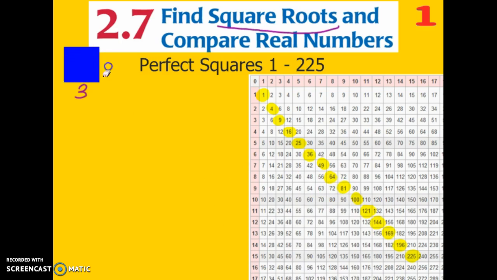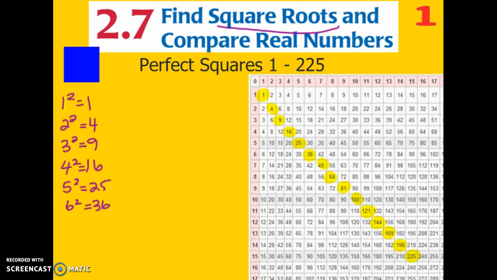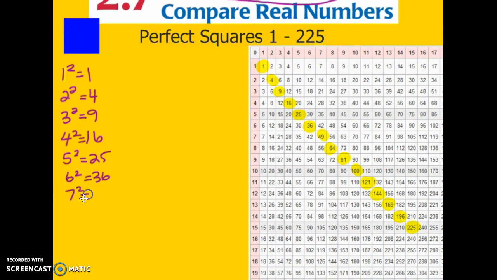So we know first that 1 times 1 is 1 squared, so 1 squared is just 1. 2 squared, or 2 times 2, is 4. 3 squared, 3 times 3 is 9. 4 squared, 4 times 4 is 16. 5 squared, 5 times 5 is 25. 6 squared, 6 times 6 is 36. 7 squared, 7 times 7, we're not sure, we can look here. 7 times 7 is 49. That's where that yellow one is, called a perfect square.